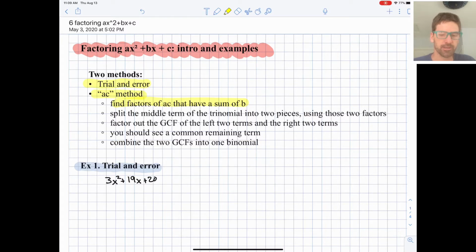Then we're going to split the middle term of the trinomial into two pieces. So it's going to turn into a 4-term polynomial, and we're going to split it using those two factors that we found in the first step. And then you'll have two separate greatest common factor problems, where you will do those two separately. You'll factor out the GCF, and you should see a common remaining term, and you can combine things together into one binomial. So I'm sure that probably doesn't make any sense right now, but we will do some examples with this method, and I hope it'll make more sense at the end.